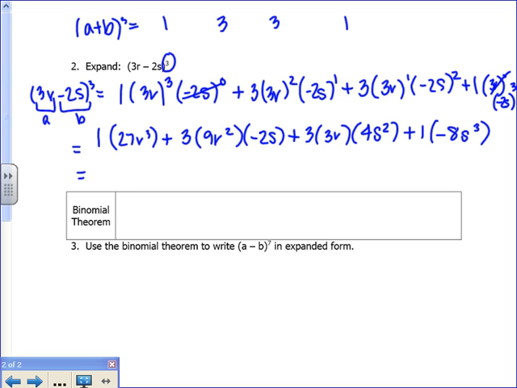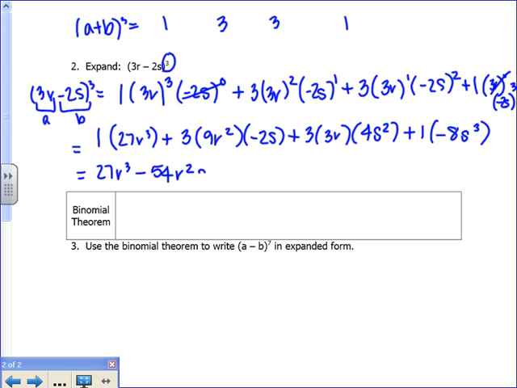Okay, simplify one more step. 1 times 27r cubed is just 27r cubed. Now because there is a negative sign in here, I'm going to go through and multiply my numbers together first. 3 times 9 times negative 2. 3 times 9 gives me 27. 27 times negative 2 is going to be a negative 54. So I'm going to write minus 54 r.